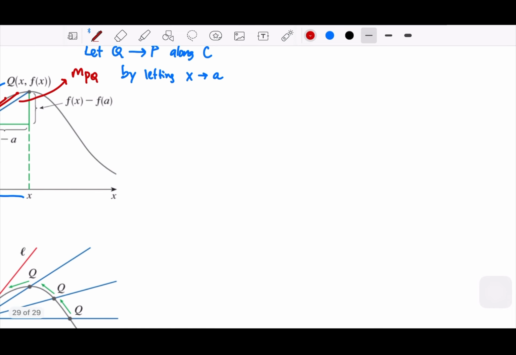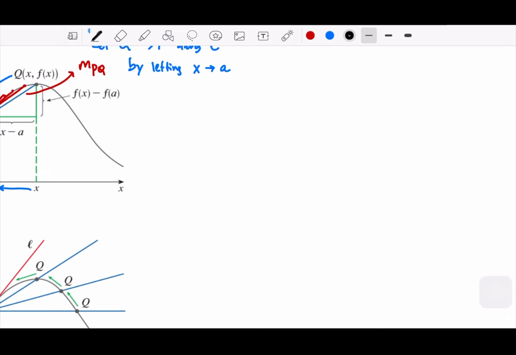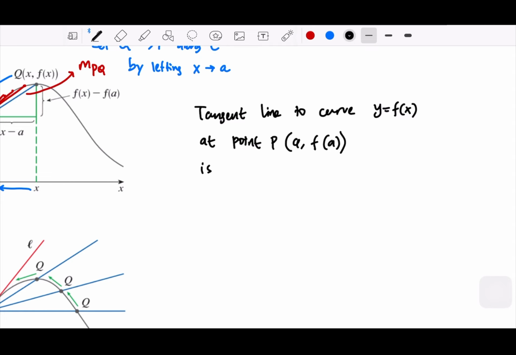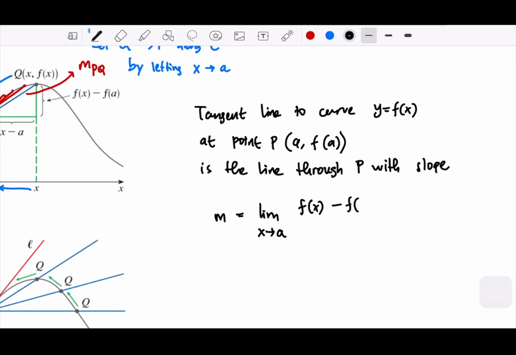we can write down that the tangent line to the curve y equals f of x at point P (a, f of a) is the line through P with slope m, and we define this because Q is getting closer to P, with the limit as x approaches a of f of x minus f of a divided by x minus a, and this will be our definition of our tangent.